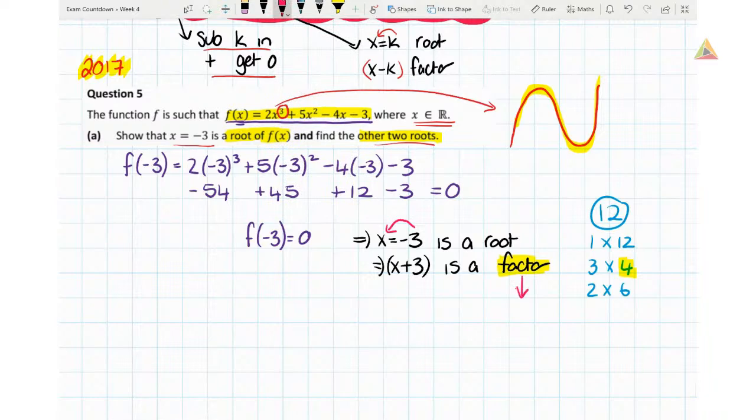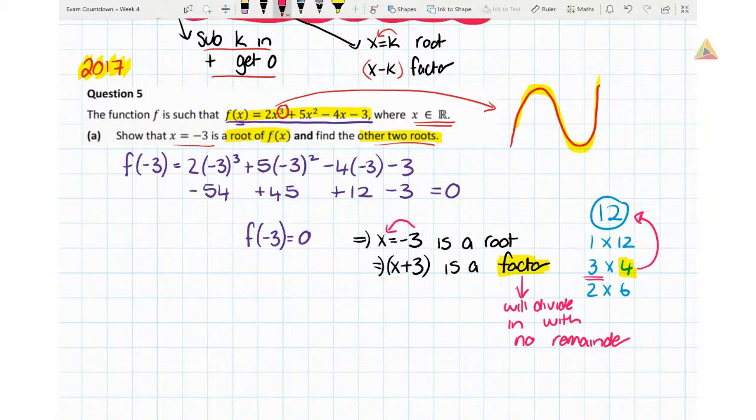A factor will divide in with no remainder. Okay, so because 4 is a factor of 12, when I divide 4 into 12, it divides in a whole number of times and it gives me no remainder. My remainder is 0. And when I divide 4 into 12, I end up getting the other factor, which is 3. So 3 by 4 is a pair of factors for 12.